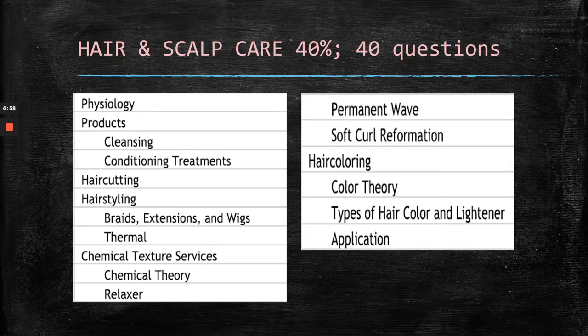Topic 3, hair and scalp care, 40%, 40 questions. This is a huge category, and we're going to break these up into a little mini series. We have physiology. I can talk about physiology all day long. Products, cleansing, conditioning treatments, hair cutting, hairstyling, braids, extensions, and wigs, thermal, chemical texture services, chemical theory, relaxer, permanent wave, soft curl reformation, hair coloring, color theory, types of hair color, and lightener and application.